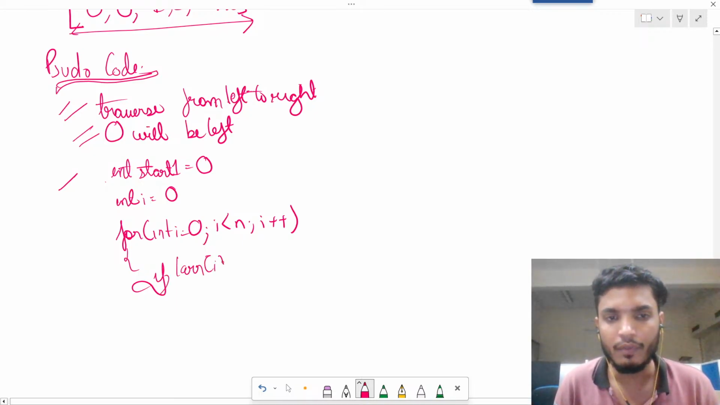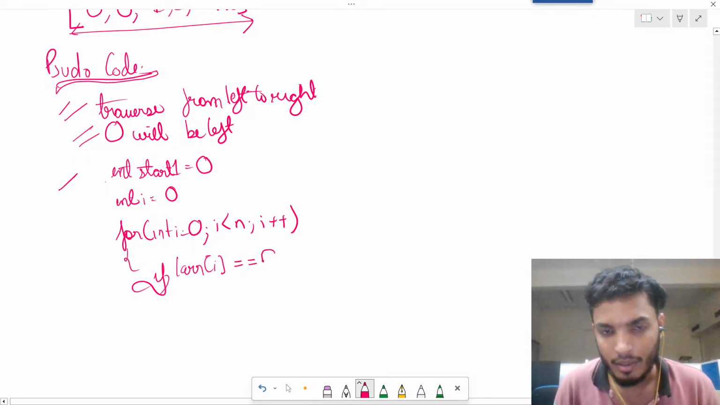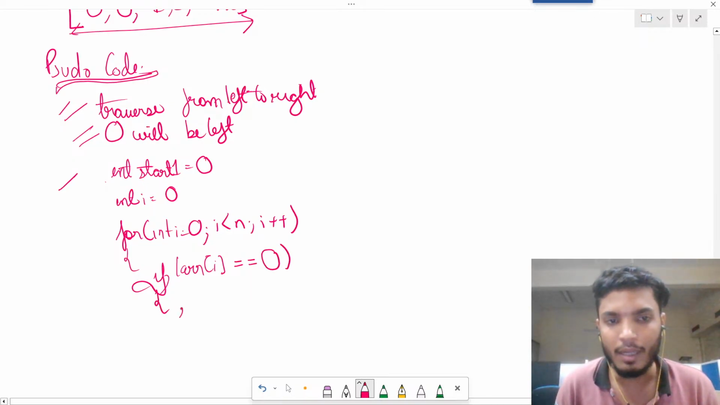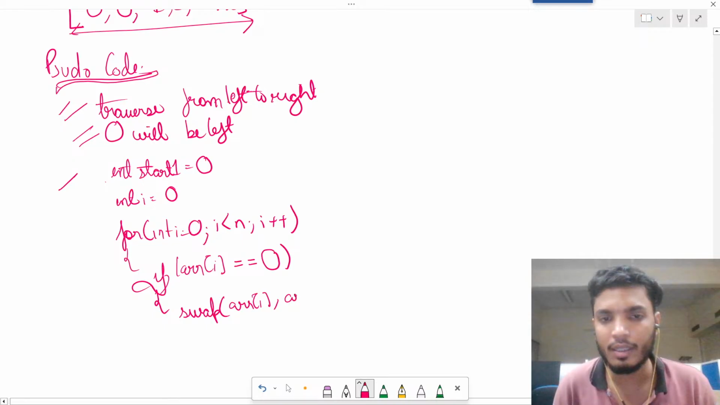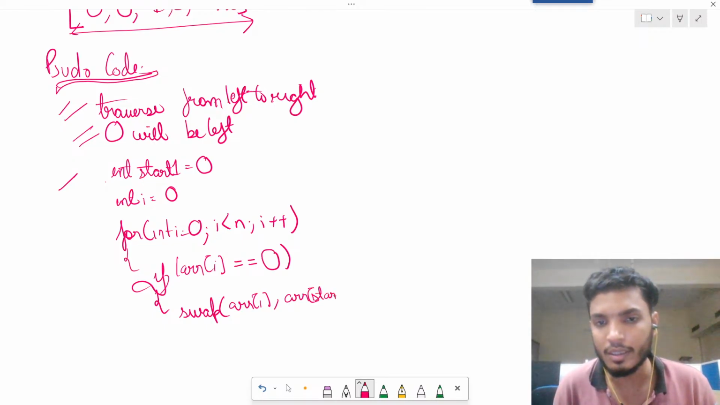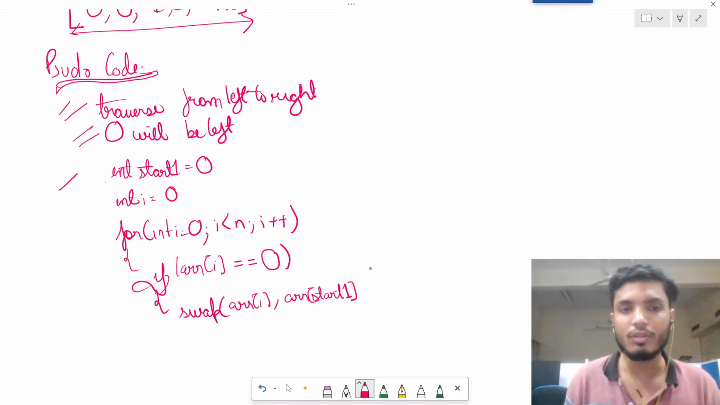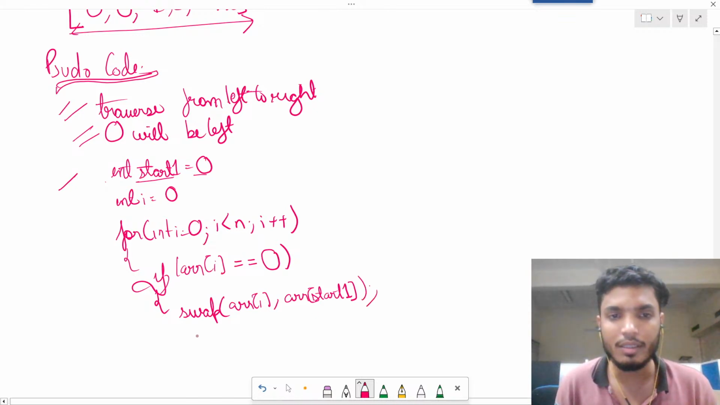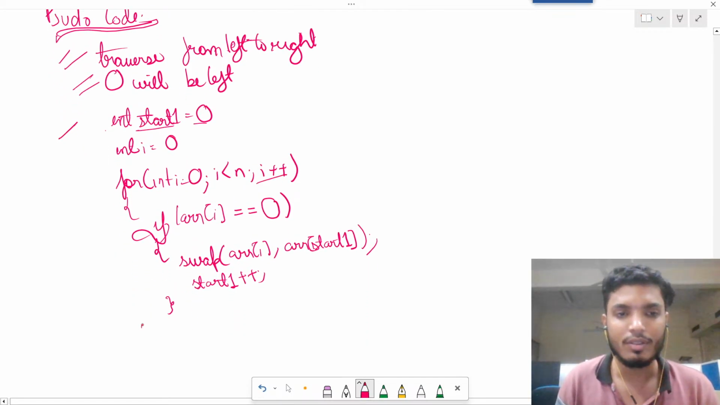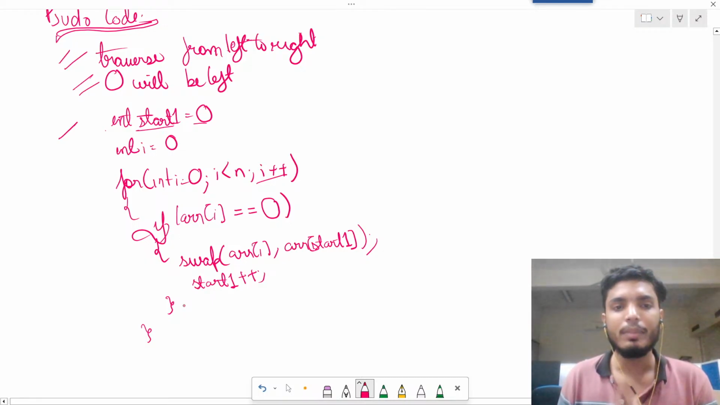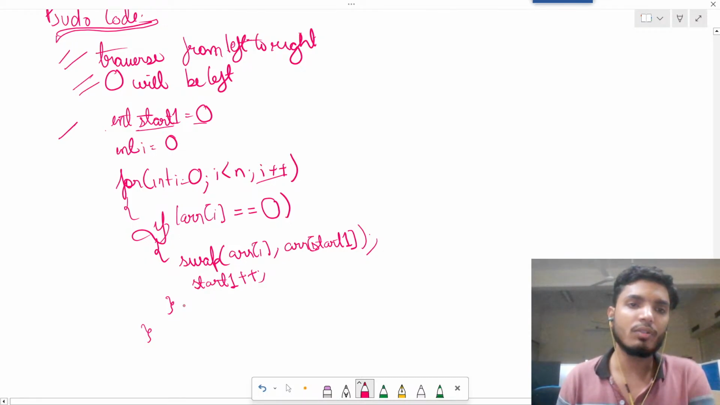And simply I will check if ARR of i equals to 0, then what I'll swap? I'll swap ARR of i and ARR of start1. Why? Because start 1 is indicating where my zeros should be. Because 0 should be at the left position and start 1 is at the left. Then start 1 will also increase, plus plus. I will not change i because i is already increasing here.